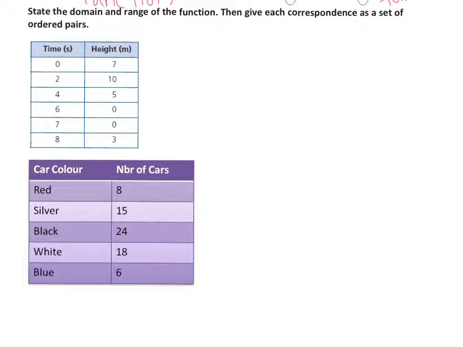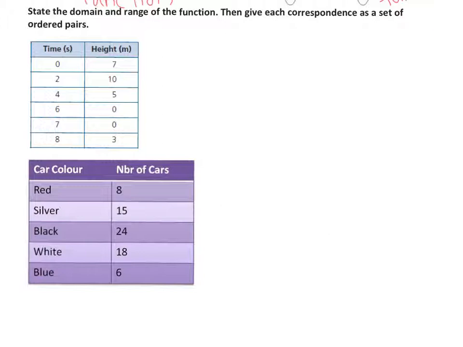Okay, here's what you're doing for your homework today. I want you to state the domain and the range of the function. And then after that, I want you to give each correspondence as a set of ordered pairs. This part is the easy part. I told you your homework's going to be really easy.